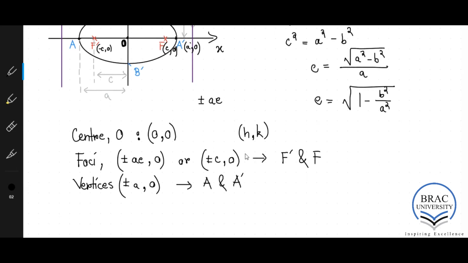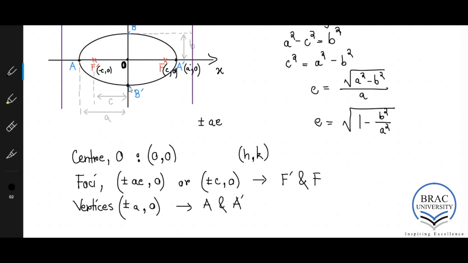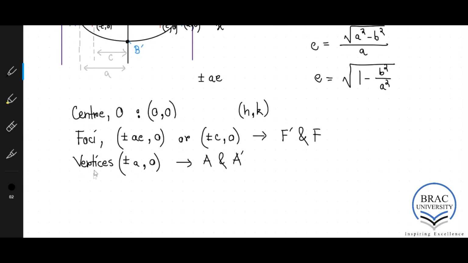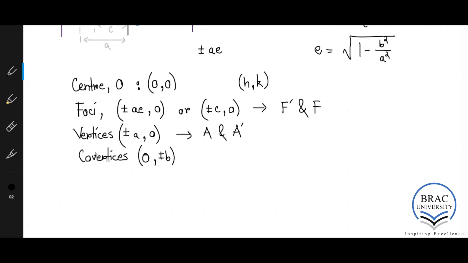There are also co-vertices, because these are also extreme points. They are turning points. So these are called co-vertices. And these have the value 0, comma plus minus b, because they're on a shift on the y.